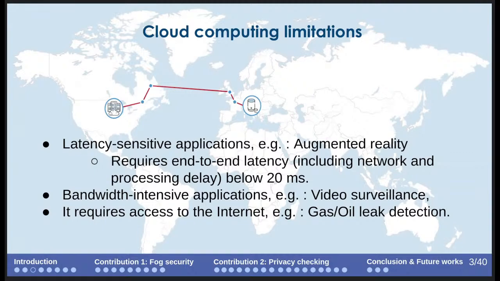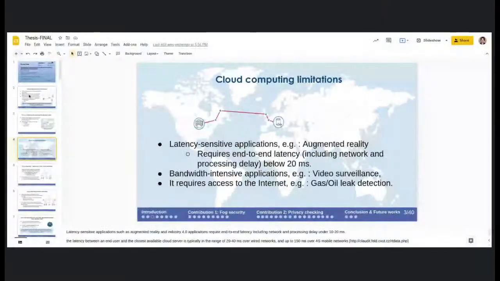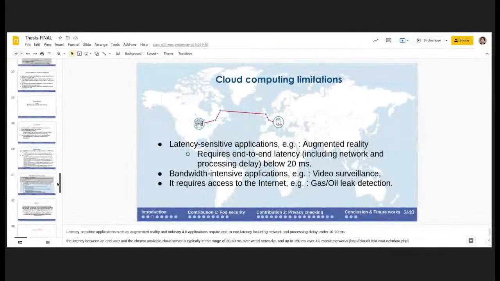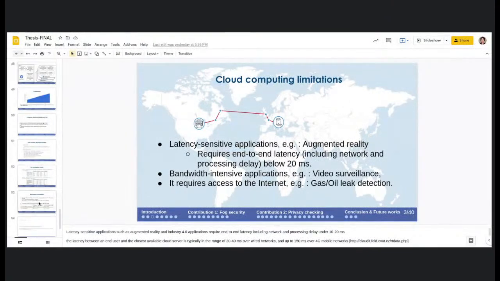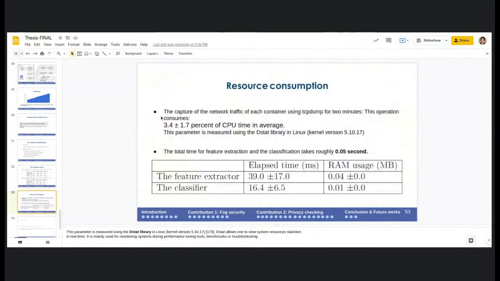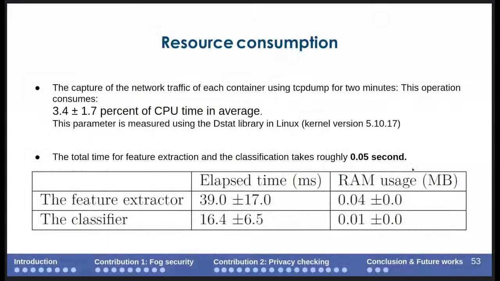Will it have an impact, or is it completely independent? How do you see that? Yes, in fact, we also measured the cost of the system for that specific case. We noticed that the training part is offline, which is not a problem, but we have, for example, the feature extraction, which happens online after capturing the network traffic, and then we have the classification.